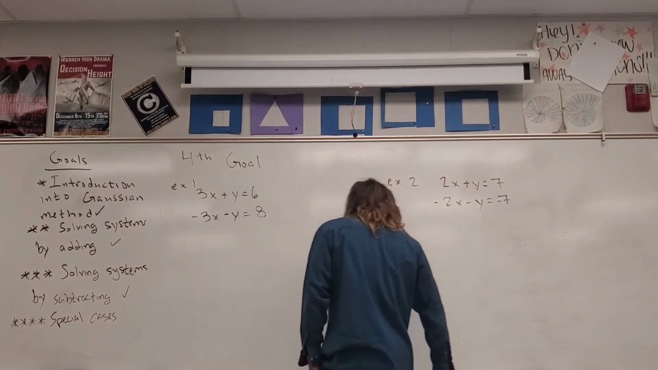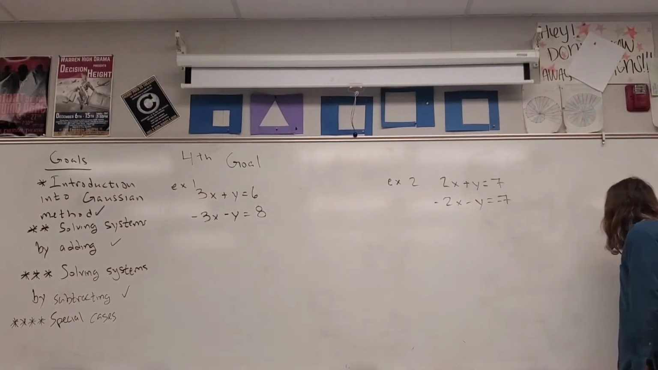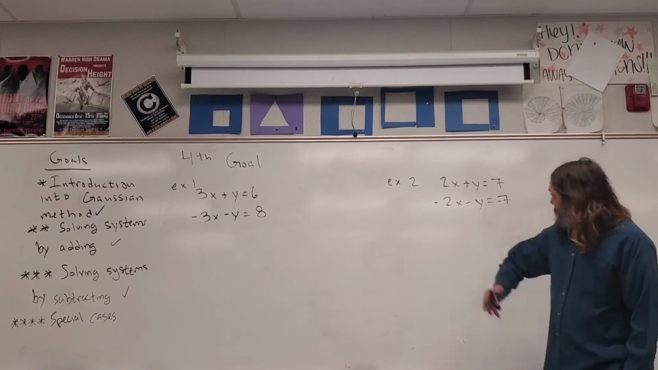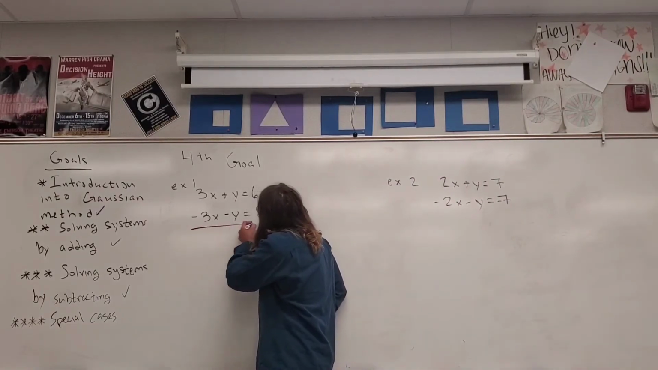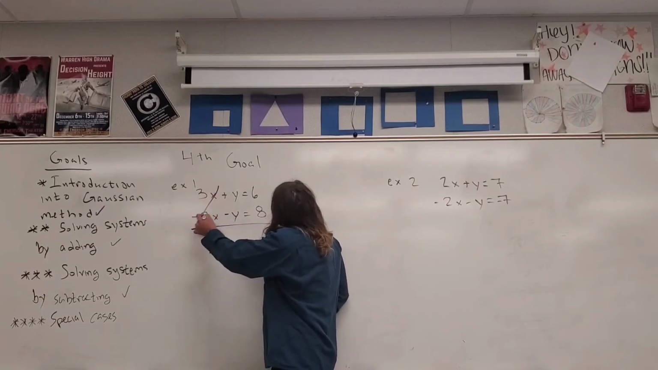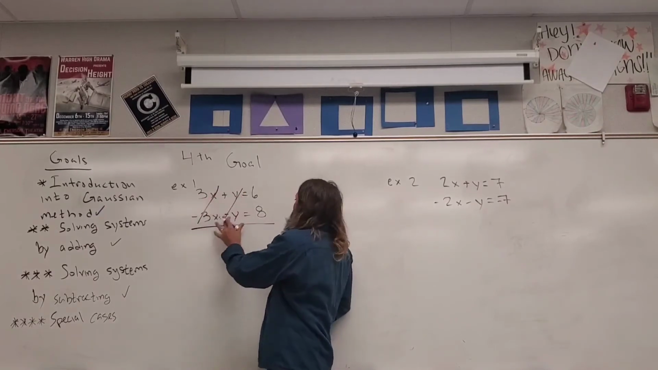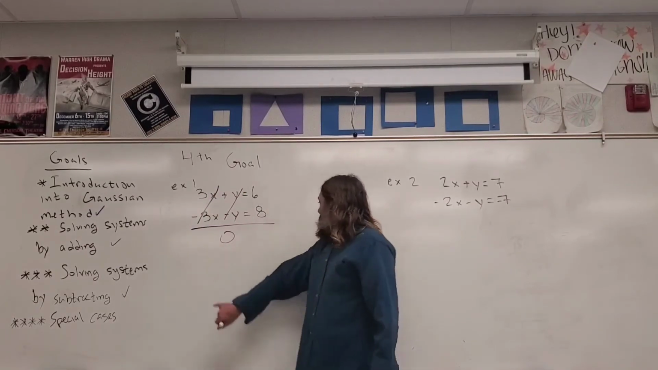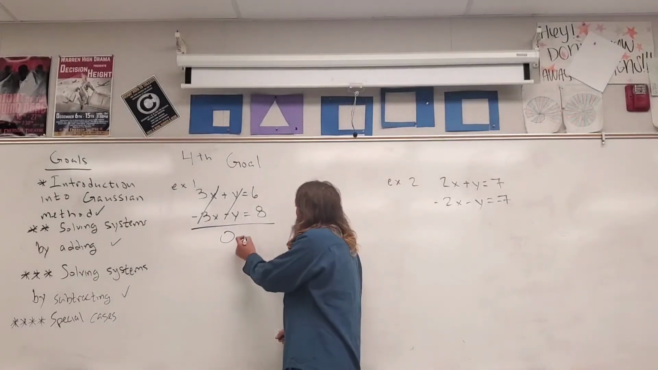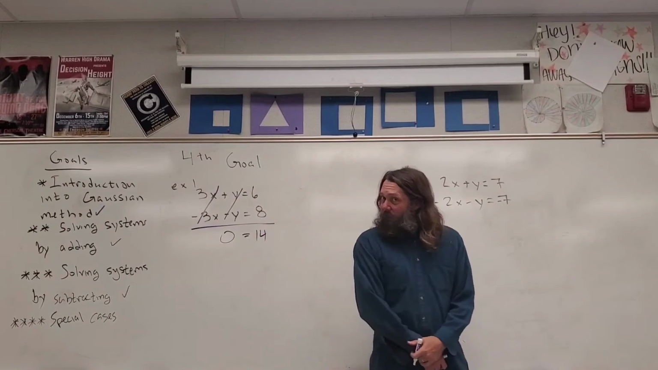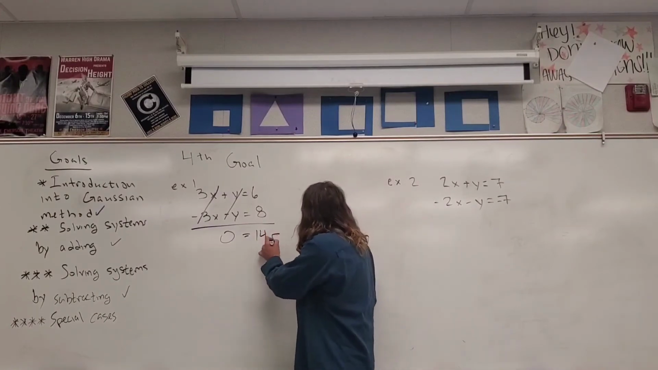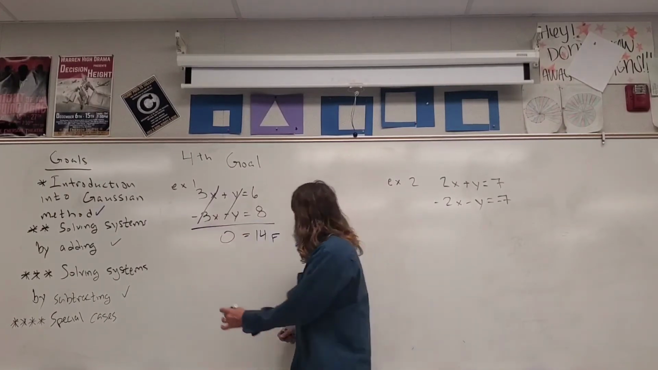So I'm going to go through this kind of quick because I know that this video is actually kind of long. So I'm going to use the Gaussian method, and that cancels, and so I'm left with nothing. And so since I'm left with nothing, I'm going to have to say I have 0, and 0 is equal to 14. This is a false statement. Okay, notice all the variables cancel.